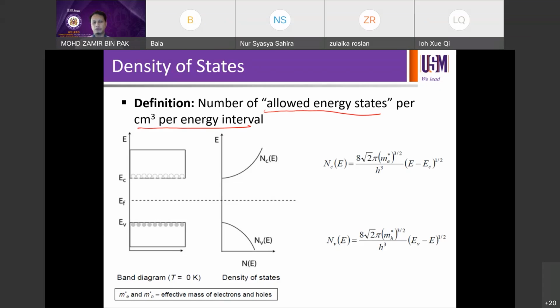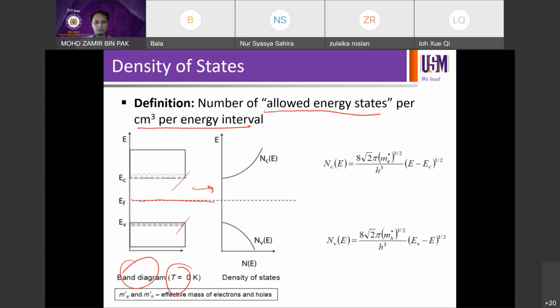So when you draw DOS, make sure before that you draw your band diagram first on the left, at least at 0 Kelvin. The band diagram is the conventional shape. You have to label your EF, EC, and EV, and then draw this central line for EF right in the middle of the band gap. And then from there you can move on to density of states.